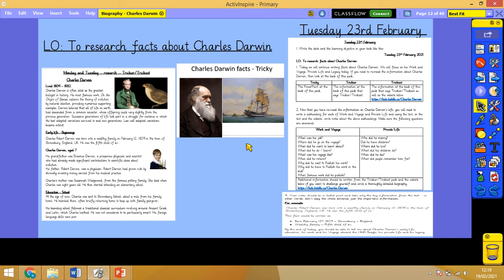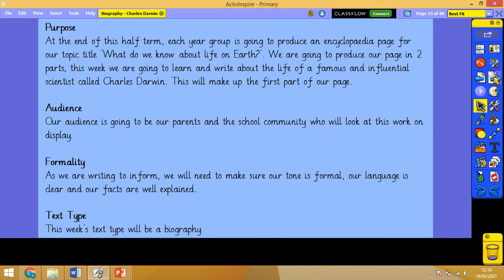Right, so there's no need to write the date and learning objective because we're just going to carry on after yesterday's work. So you need the Tuesday page and then your Charles Darwin facts from yesterday. Just to remind you of our purpose, we are going to be producing an encyclopedia page all about Charles Darwin, and that's going to be the first part of our page.